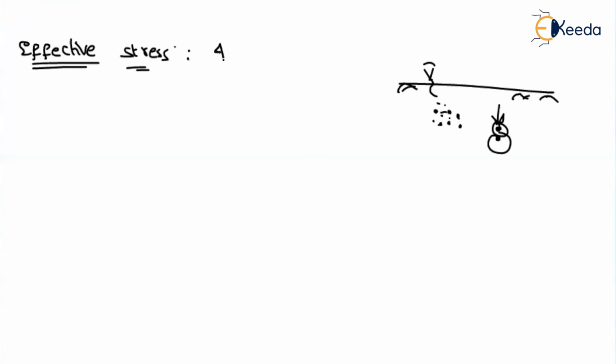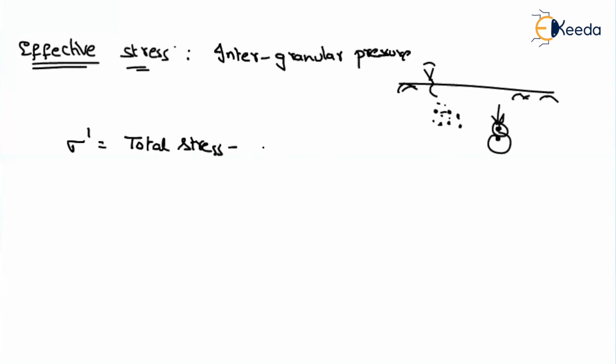So effective stress I will also call an intergranular pressure. That means the stress transfer from one soil particle to another soil particle. But if you are talking about the total stress, it is because of everything combined. So this can be found out as sigma dash, which is always equal to the total stress minus the pore water pressure.